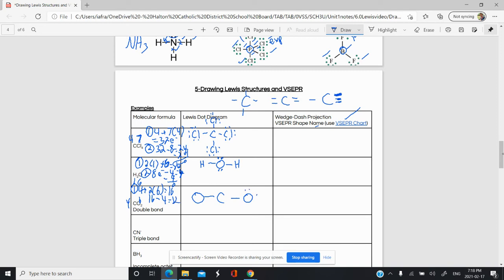So 1, 2, 3, 4, 5, 6. This oxygen's happy. I placed 6, 6 more, 1, 2, 3, 4, 5, 6. That oxygen is happy as well. So we've placed all our electrons, our oxygens are happy, but we've got to double check our central atom. Notice carbon only has 1, 2, 3, 4. So it's not happy, and we ran out of electrons.